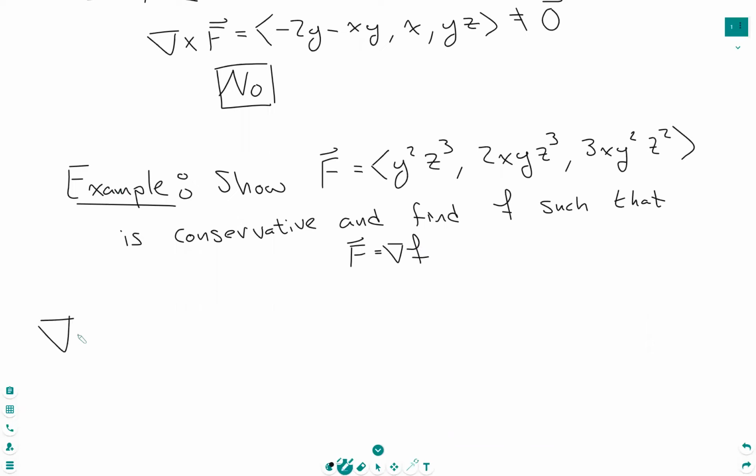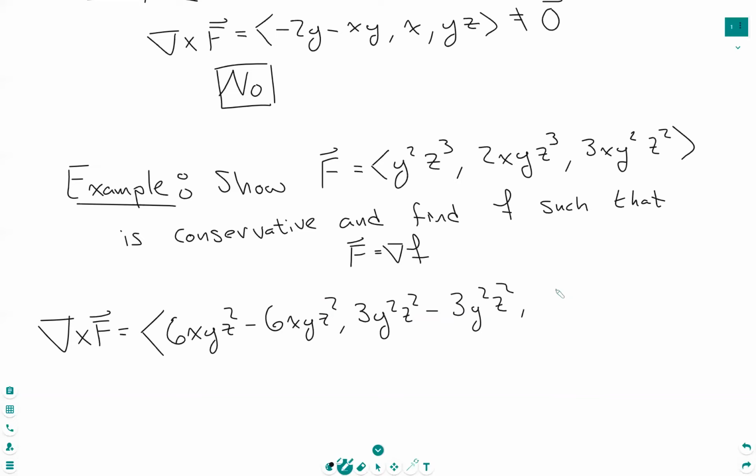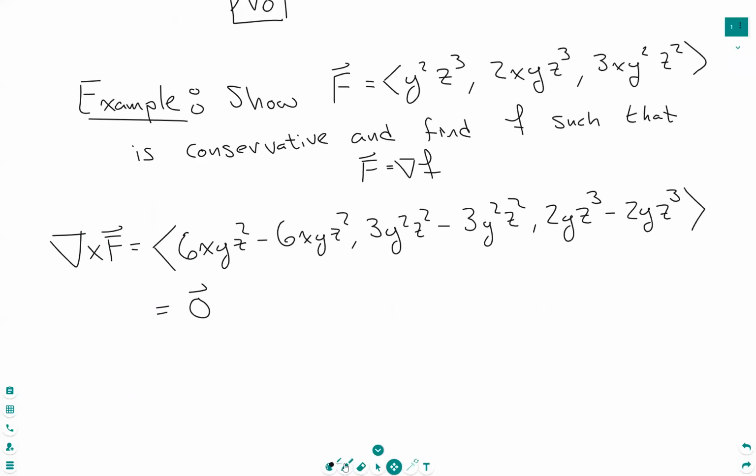So let's look at the curl of F. All this is basically a plug and chug, so we can just look at our partial derivatives. This ends up giving us a 6xyz squared minus 6xyz squared, so we get 0 in that component. Then we get a 3y squared z squared minus a 3y squared z squared, also 0. And then a 2yz cubed minus 2yz cubed. So this ends up just giving us a zero vector. So this is in fact a conservative vector field once we look at the curl of this vector field.